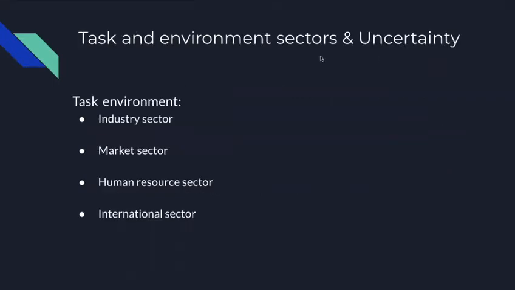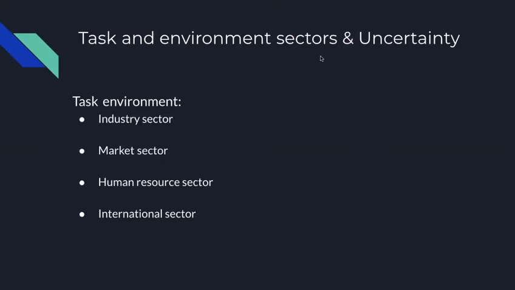The environment includes all factors and elements outside the bank boundaries with the potential to affect its operations and profitability. As for task environment, these sectors affect the organization. Industry sector: TD operates in the banking industry. It faces competition in the industry like CIBC, RBC, Scotiabank.